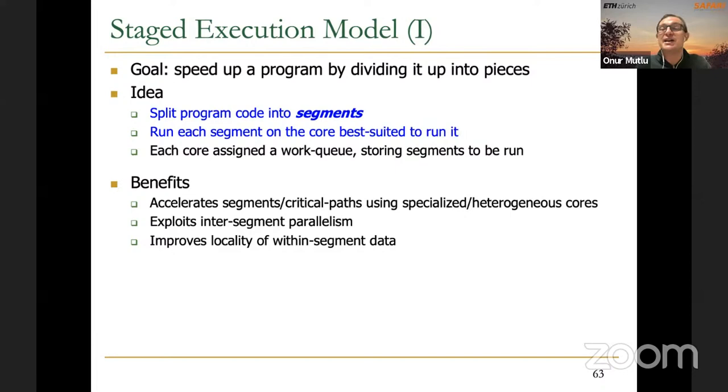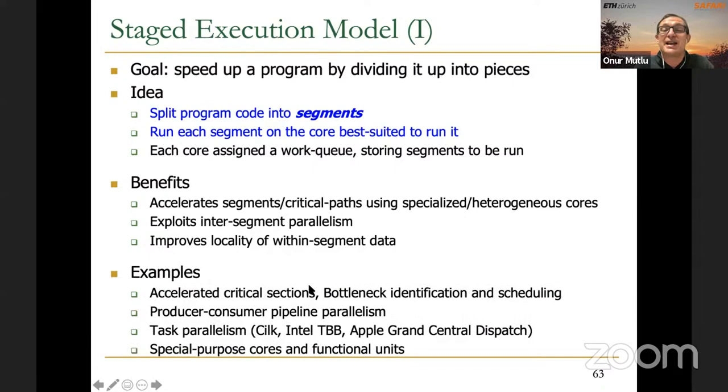It could be the data in the stage of a pipeline parallel program, because a pipeline parallel program can be divided into stages based on which stages operate on which data. And if you execute instances of the same stage in the same core, then you actually get locality benefits. Okay, as we have discussed. So there are many examples of the staged execution model: accelerated critical sections, bottleneck identification scheduling, of course, producer-consumer pipeline parallelism, as we have discussed.